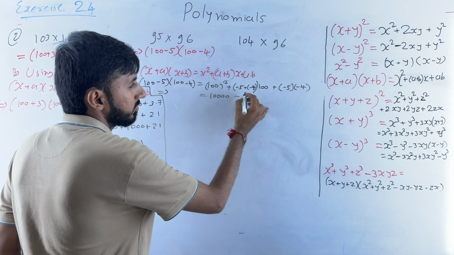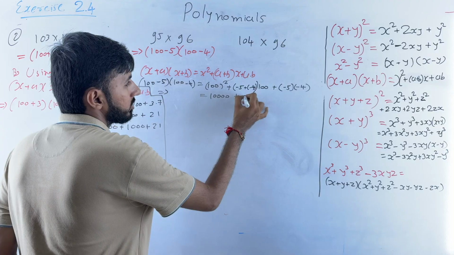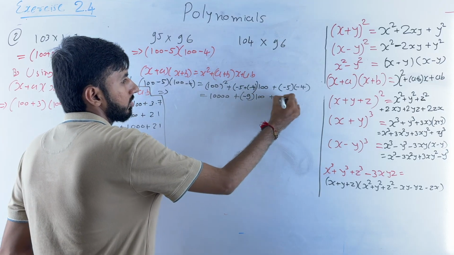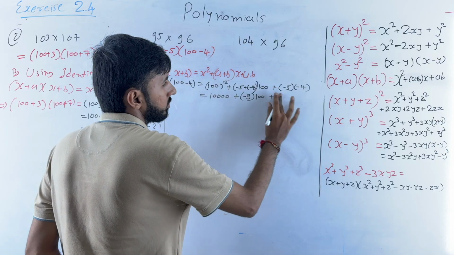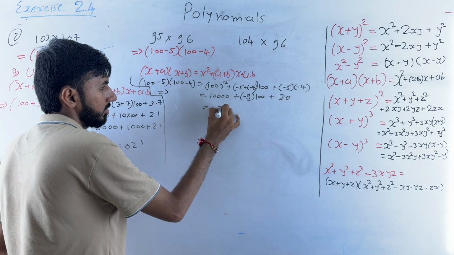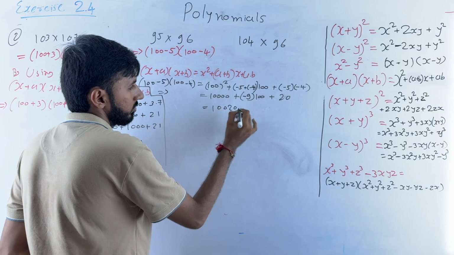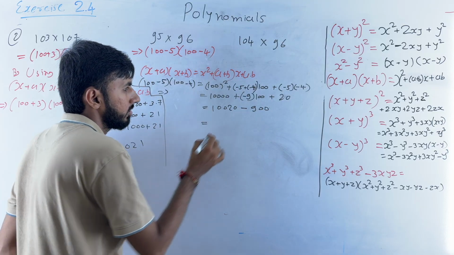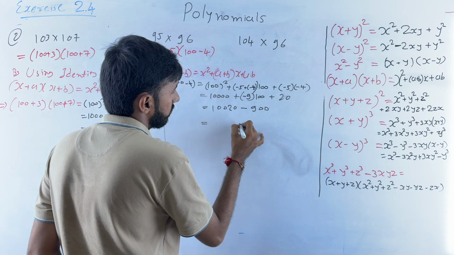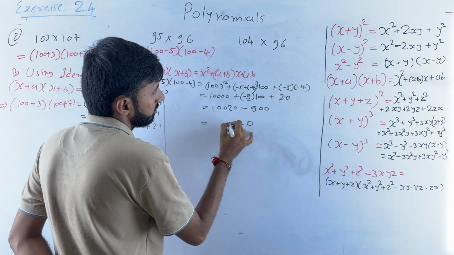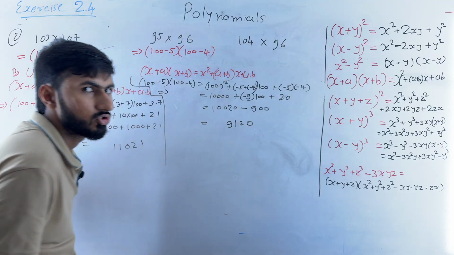Now −5 plus −4, that is −9, multiply 100, plus, it will be positive, right? Minus minus plus, so plus 20. So final answer is 10020 minus 900, right? So it will be 9120, and that is 100 minus 9, that will be 91, right? So it will be your answer.